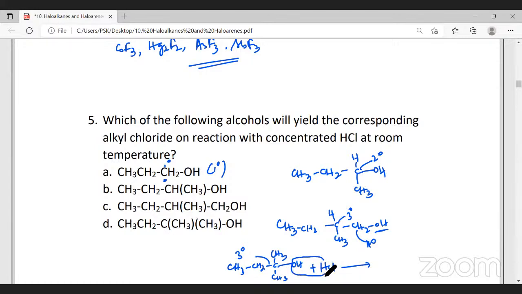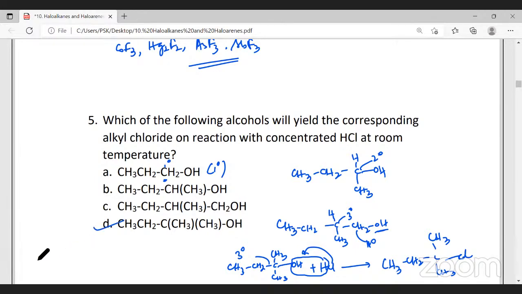H and OH get eliminated, and in place of them Cl goes. Therefore, what's the major product? You'll get CH3, CH2, C, CH3, CH3, and Cl, a tertiary alkyl chloride. All right. Therefore, the answer for this question will be option D.